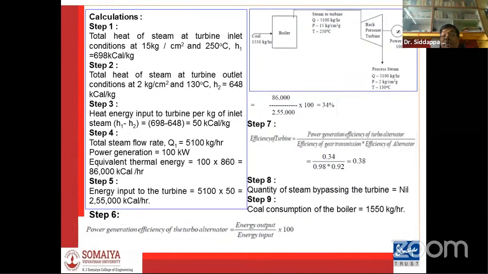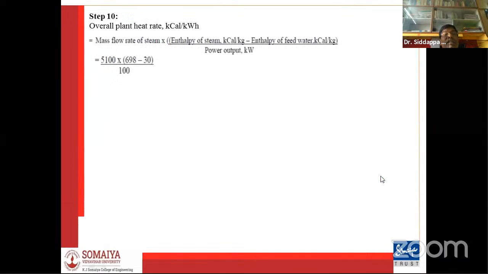Then the quantity of steam bypassing the turbine: there is no steam bypassed or tapped from the turbine, therefore it is nil. The coal consumption of the boiler is 1550 kg per hour. Now in this case, the overall plant heat rate, that means, what is the boiler system efficiency.